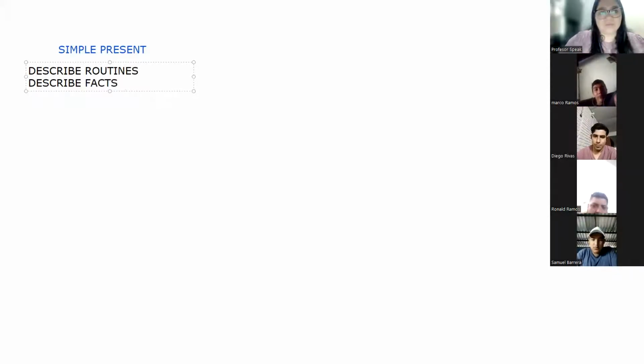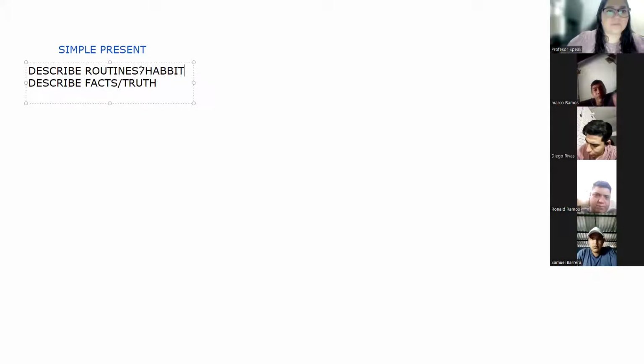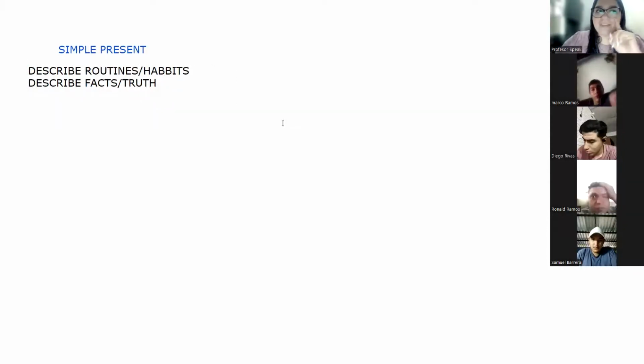We use it to describe facts or truth, right? And also we use it to describe habits, that it's the same as routines. So that is how we use the simple present, okay? For example, things that you do at work are things that you do every day. It's part of a routine, right? So what is the structure for this one?